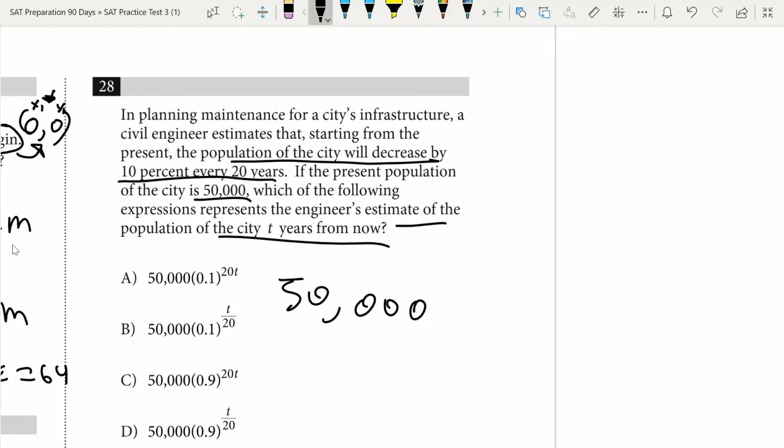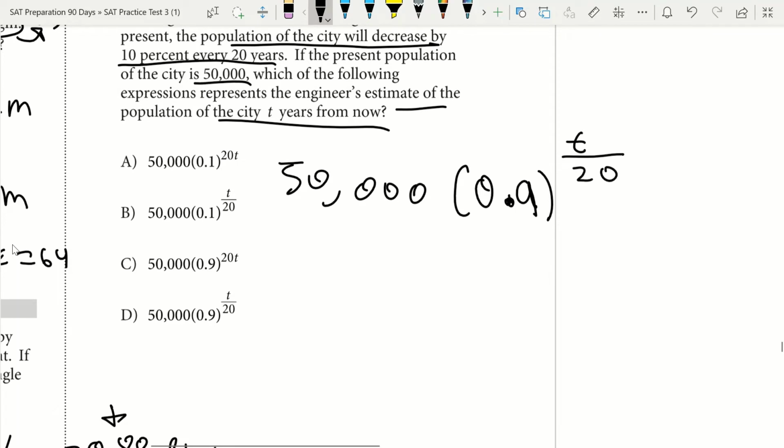Okay, well, this is going to be an equation where we have to list our starting value first, which is 50,000. We know we're decreasing by 10% every 20 years. So we're multiplying by 0.9 every 20 years. Okay, that's a decrease of 10%. So t is our years from now. So every 20 years is when we decrease by that 10%. So we need t over 20 in the exponent to keep that as a 1 at 20 years, okay? So that's what our equation is going to have to be there, and we see that that's answer choice D, so D will be our correct answer there.